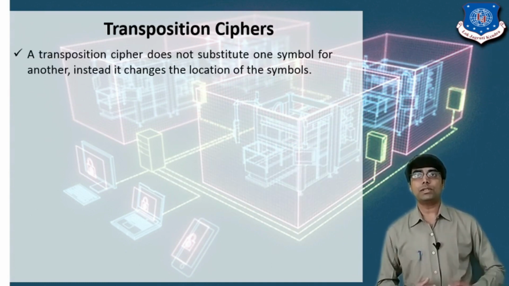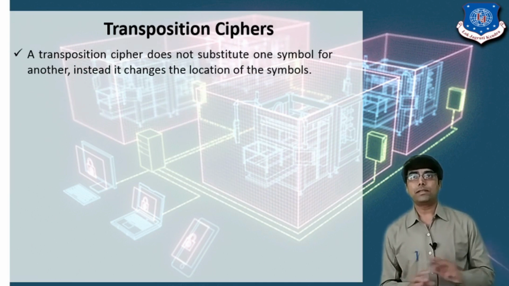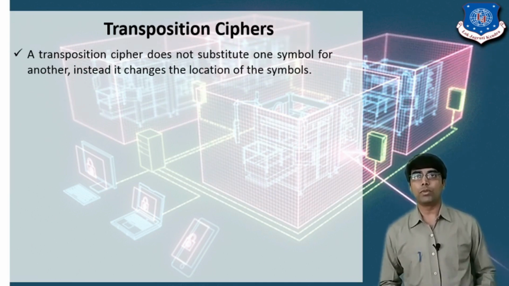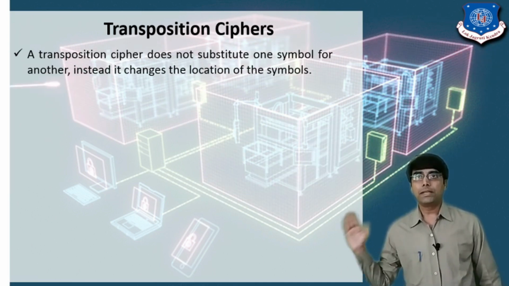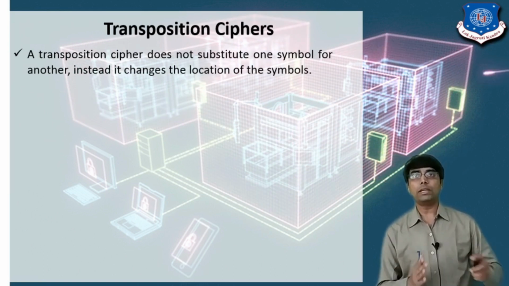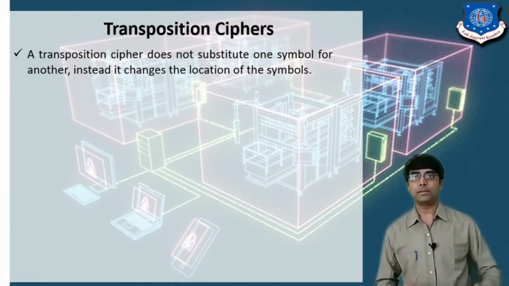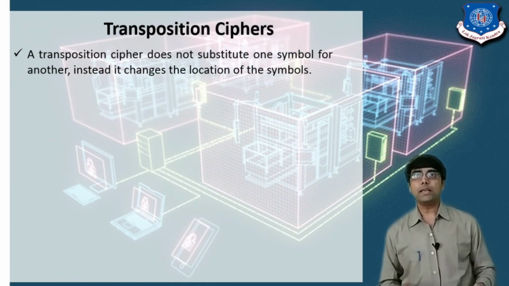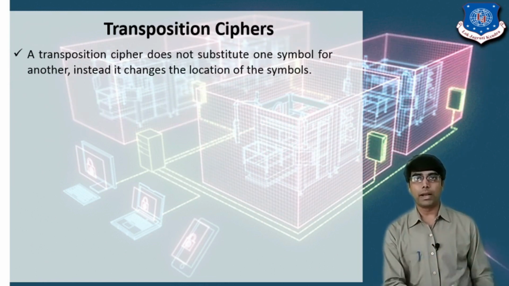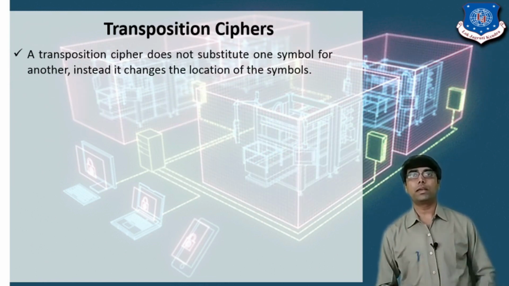The transposition cipher doesn't substitute one symbol for another. Instead, it changes the location of the symbol. It means it changes the position of the plain text as well as the key.